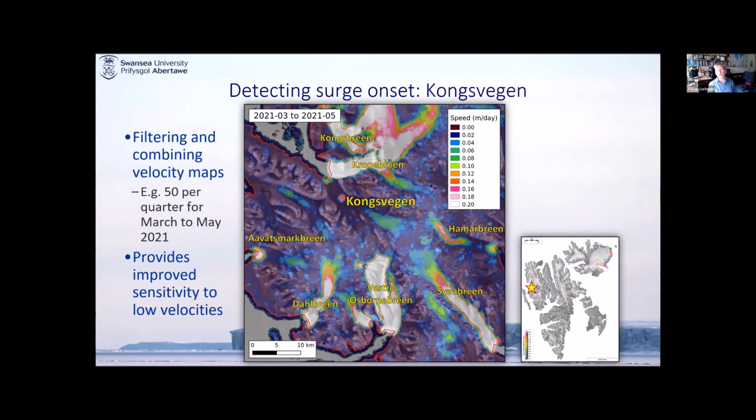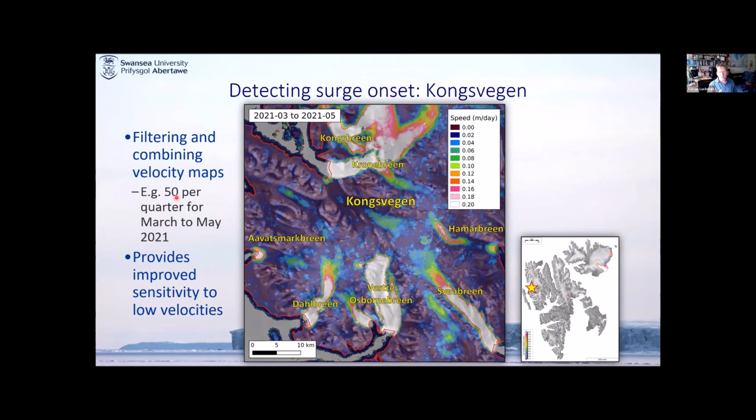He was talking about Kongsvegen and the surge of Kongsvegen that really is only just starting, even though he detected it in the GPS in 2012. Really, we're only just being able to see that now in Sentinel-1. And you see the scale here. This is exactly the same scale as Jack would tell you to expect, but we're seeing velocities at 0.1 meters per day, which is twice the sensitivity we'd normally expect for Sentinel-1. That's simply because you're combining data over a full 4 months here, roughly 50 velocity maps.